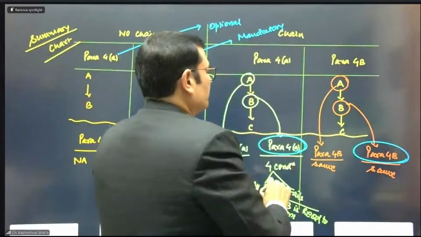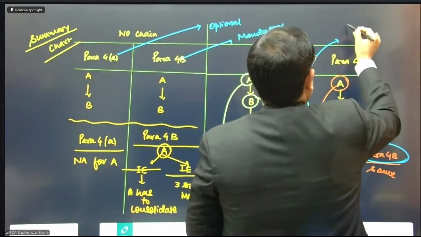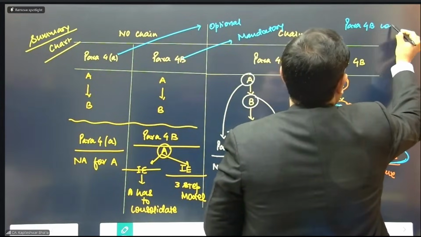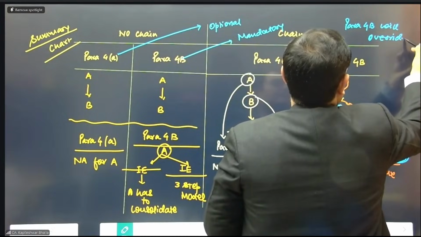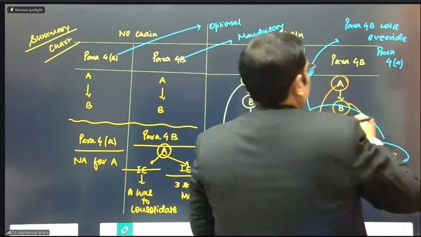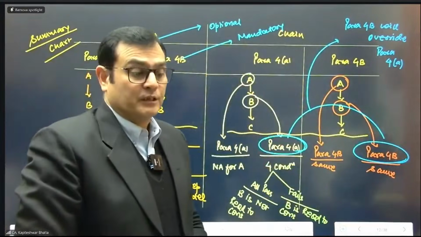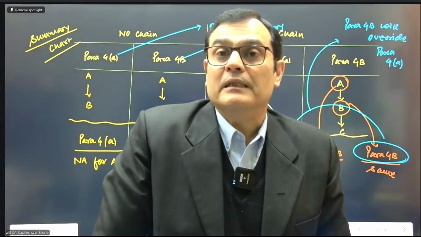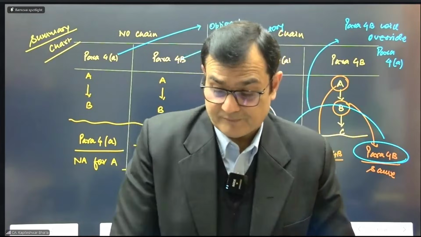So can I say in both the cases, if there is exemption available in both, what will prevail? Can I say para 4B will override 4A? Am I right? Para 4B will override clause 4A. Does that make logical sense? Because 4A is giving you an option and para 4B is telling you can't consolidate. I'll have to listen to para 4B and say you can't consolidate in that case.